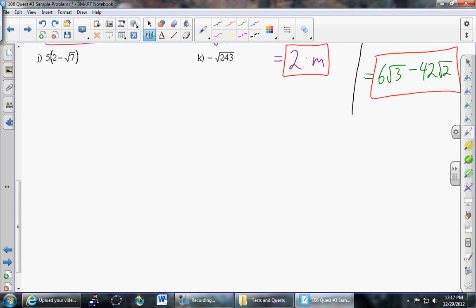Part J, 5 times the quantity 2 minus radical 7. So this is our old friend, the distributive law. 5 times 2 is 10. 5 times radical 7. Don't you dare put that 5 inside. It stays right in the front. 10 minus 5 radical 7. Can we combine these things? No. One of them has a radical 7. The other one doesn't.